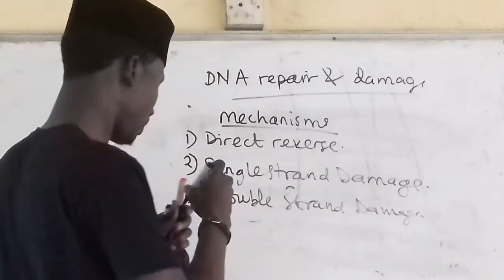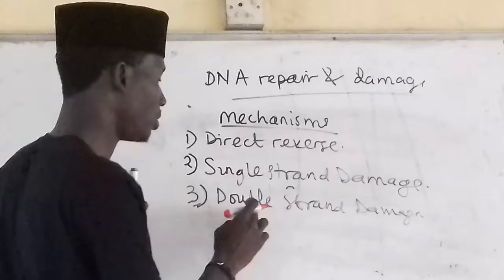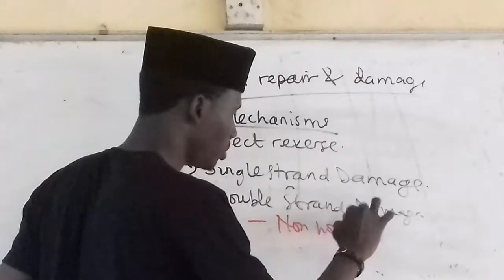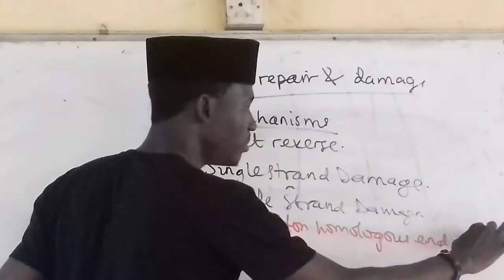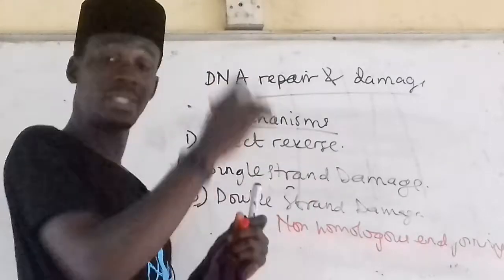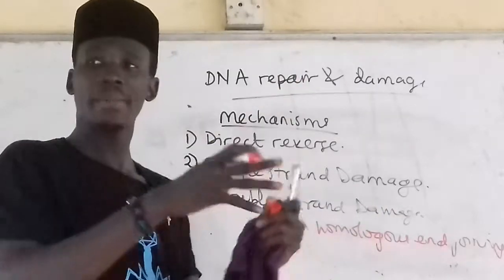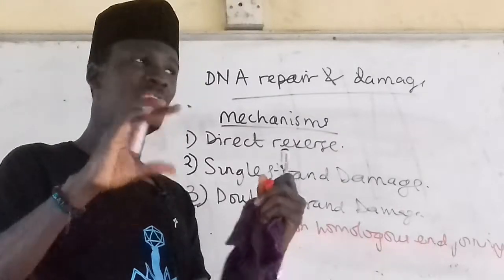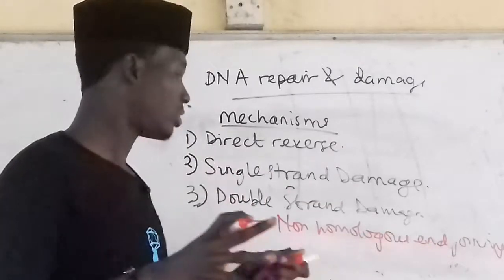Now we have three. Let me use a different color. The first is non-homologous end joining. This is more error-prone. When there's a double strand damage, a break, it has to prepare the ends and rejoin them. So eventually it may lead to an error-prone mechanism. So that's non-homologous end joining.